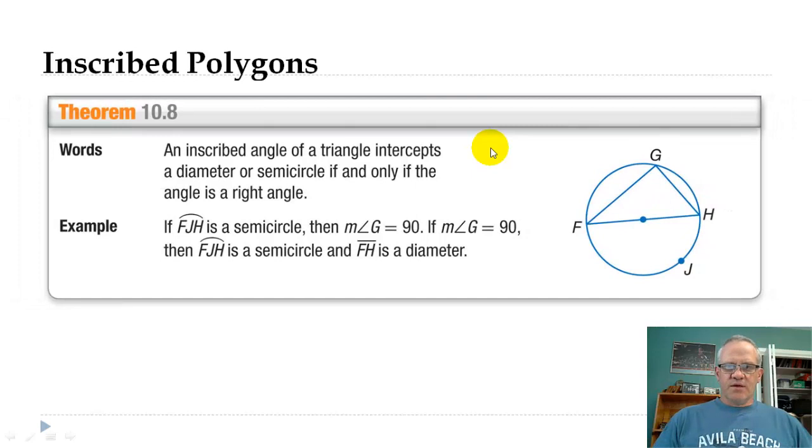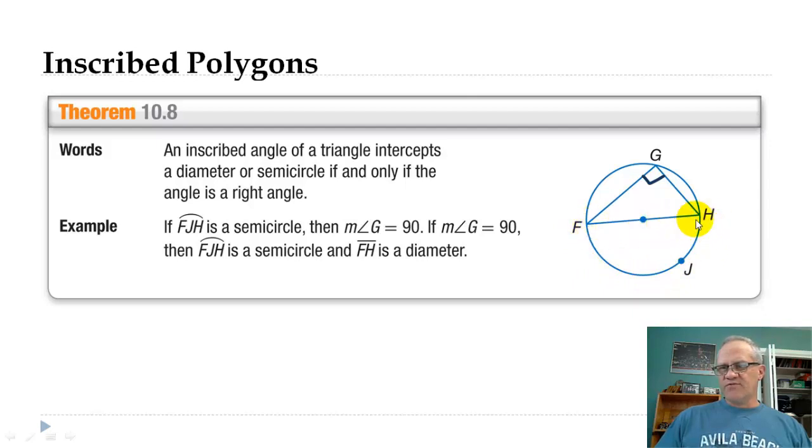Okay. Inscribed polygons. In this case, we're going to talk about an inscribed triangle specifically. An inscribed angle of a triangle intercepts the diameter or a semicircle if the angle is a right angle. This should make sense with what we were just talking about, and they're talking about angle G here. If this is a 90-degree angle right here, remember that's an inscribed angle, and the intercepted arc would be FH here, right? FJH, which is a straight line.